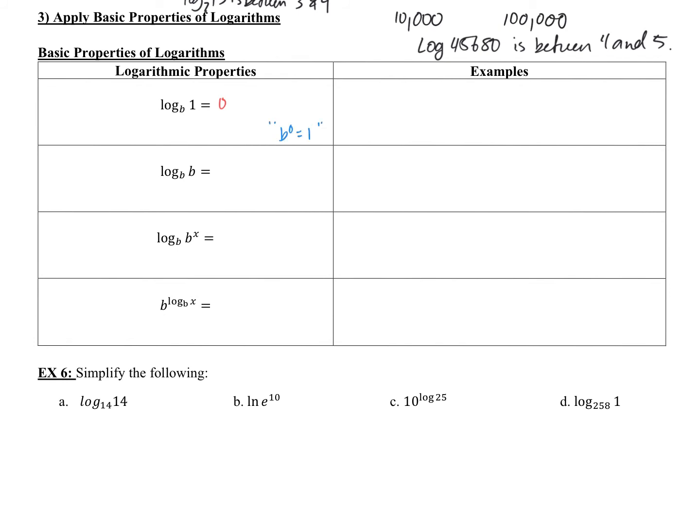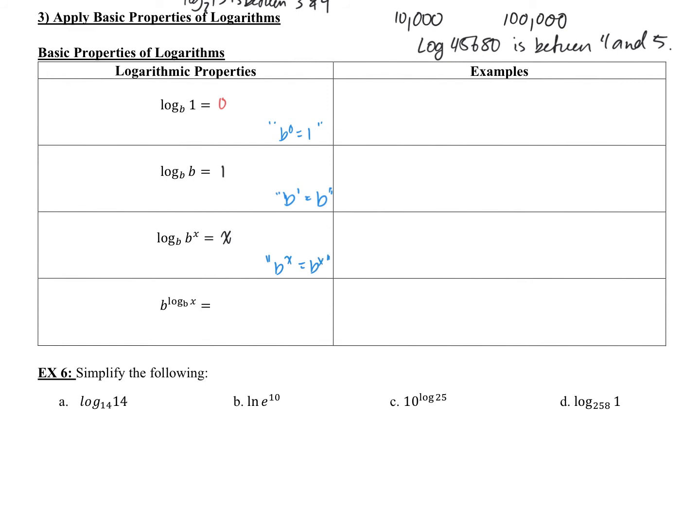The next one, log base b of b. What is that going to equal? Well, that's going to equal 1. Once again, coming from the concept of b to the 1 is the same as itself. Next, we have b to the log base b of b to the x power. Well, that is going to end up equaling x. This stems from the exponent rule of b to the x equals b to the x.